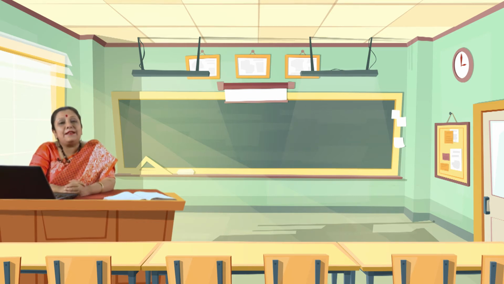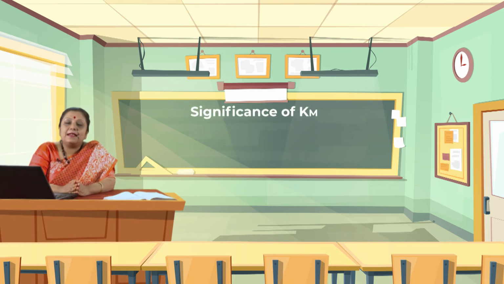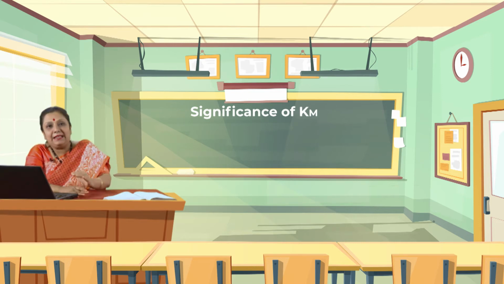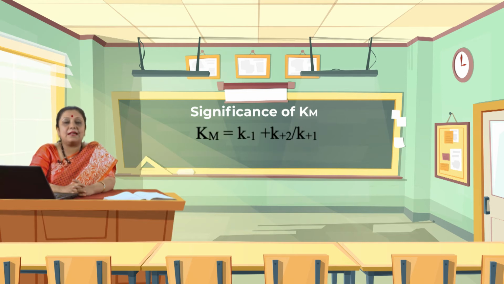Now, what is the significance of Km? From that V0 versus S rectangular hyperbolic curve that we have seen, the Vmax is attained when the enzyme active sites are totally saturated with the excess amount of the substrate. The substrate concentration at which the rate of the reaction is half of maximum velocity is called the Michaelis constant. It is nothing but Km is equal to (K minus 1 plus K plus 2) divided by K plus 1.